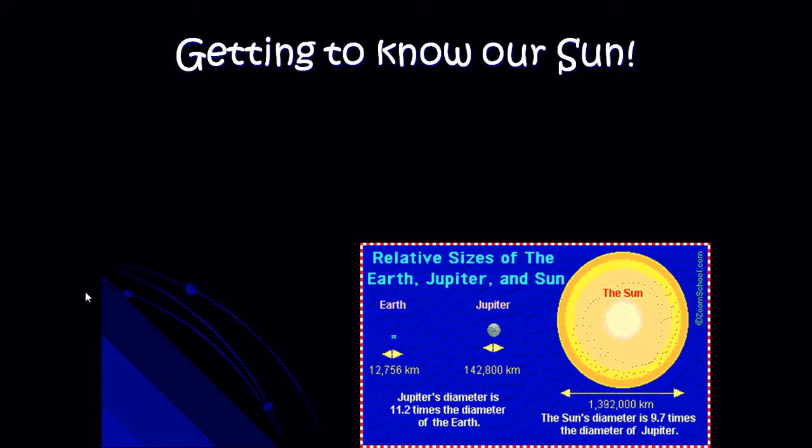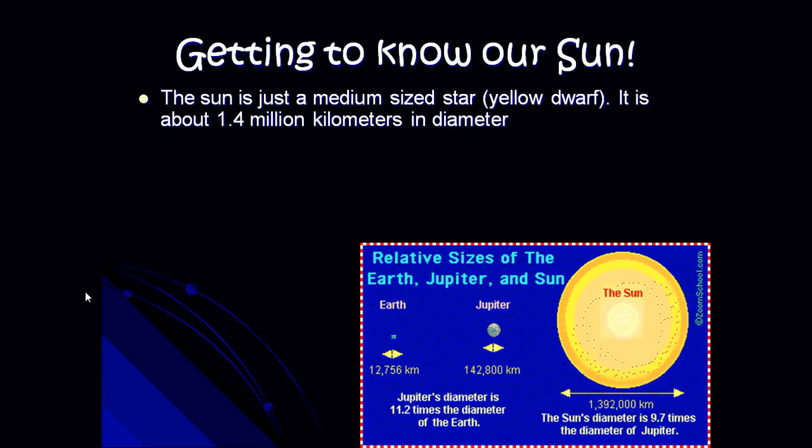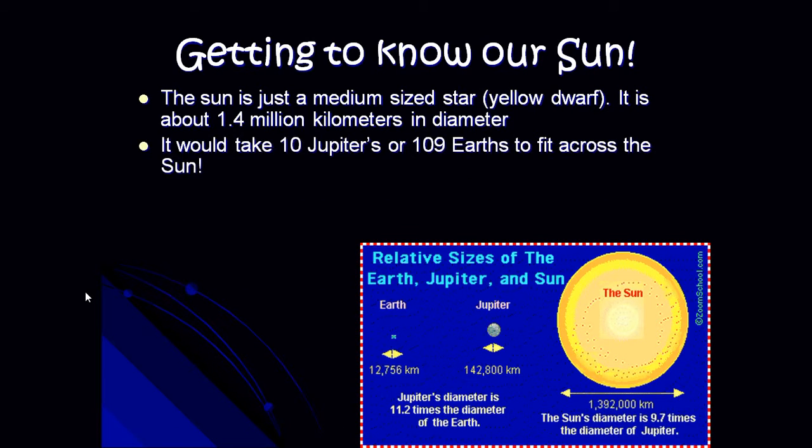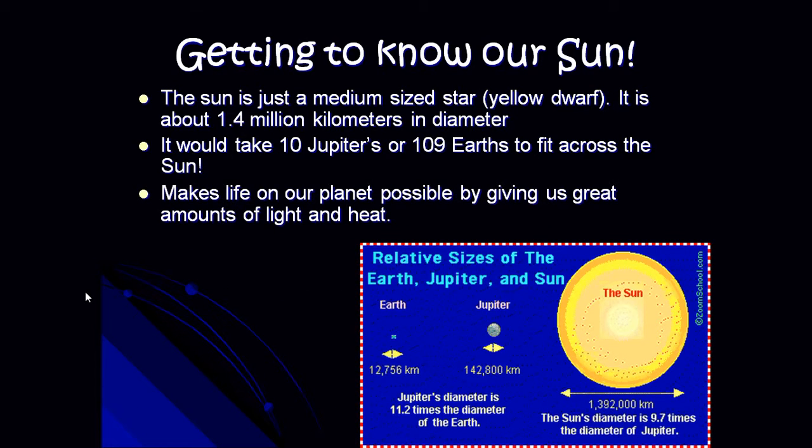First, we'll start with getting to know our sun. The sun is just a medium-sized star, a yellow dwarf. It is about 1.4 million kilometers in diameter. It would take 10 Jupiters or 109 Earths to fit across the sun. This makes life on our planet possible by giving us great amounts of light and heat.